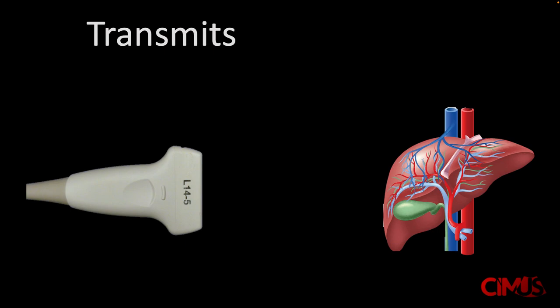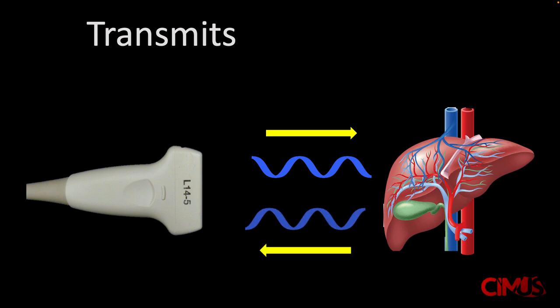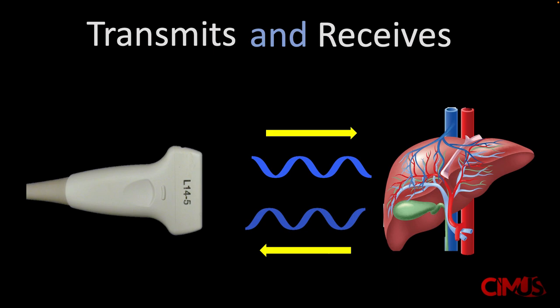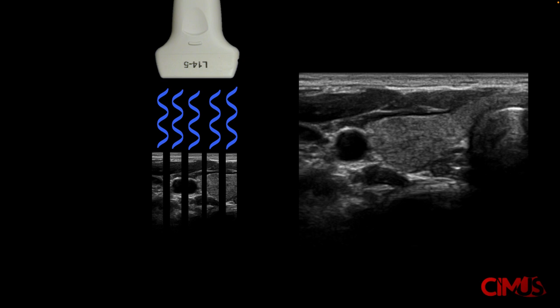Transducers both transmit sound waves, and once it encounters a structure, some of that sound will be reflected back to the transducer, which also serves to receive these sound waves. The transducer then converts this sound energy back into electrical energy and displays that information on our ultrasound screen. And as each crystal along the scan head transmits and receives information, it's going to display this information on the screen for us, pieced together like so, giving us an ultrasound image.